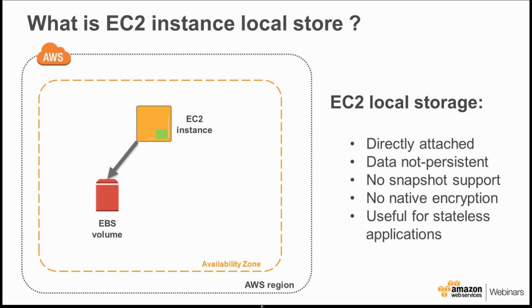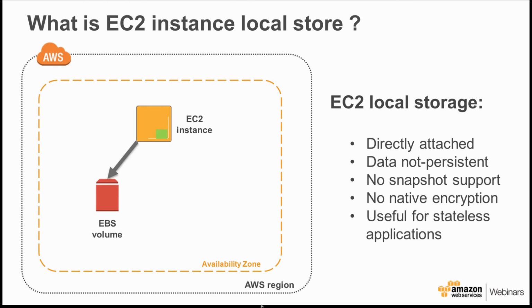Now, also continuing on the theme of instances, some of you may have heard of EC2 Local Instance Store. EC2 Local Instance Store is a block storage that's directly attached to the instance, as opposed to network attached like EBS. Only certain EC2 instances come with local store. The difference between local store and EBS is a local store is not persistent. Your data will not persist if you stop and start your instance.